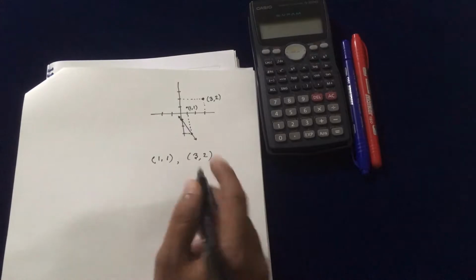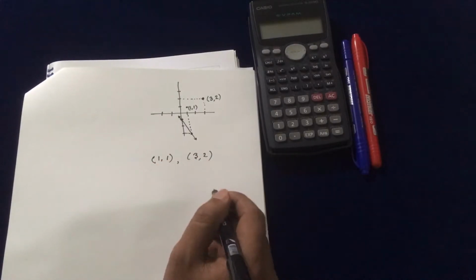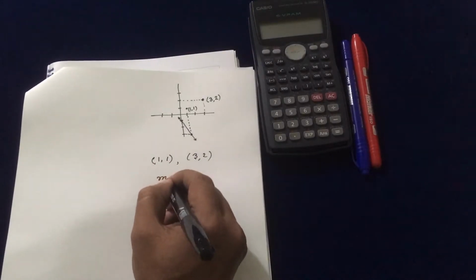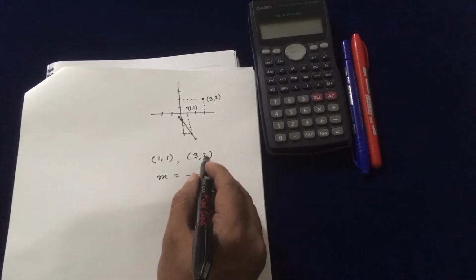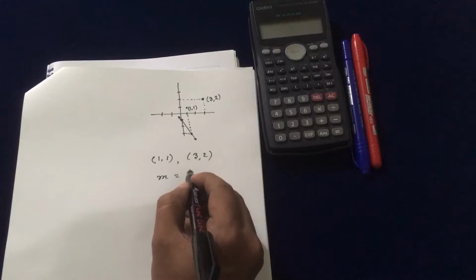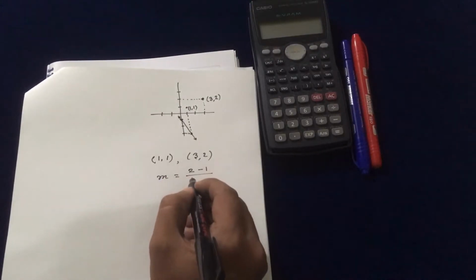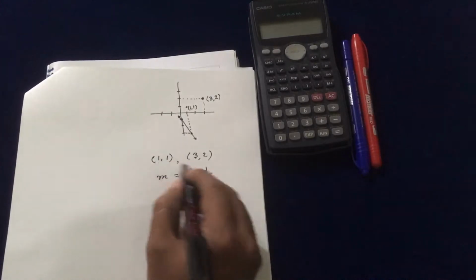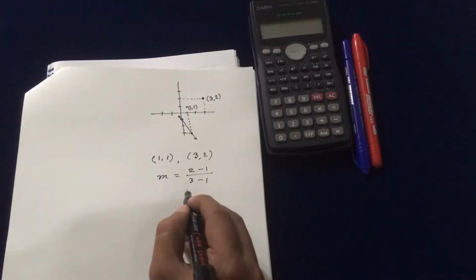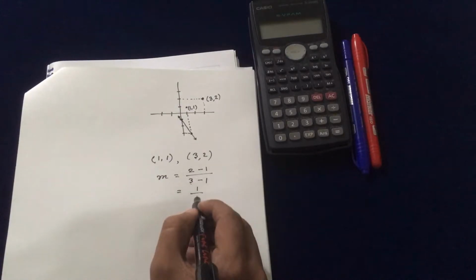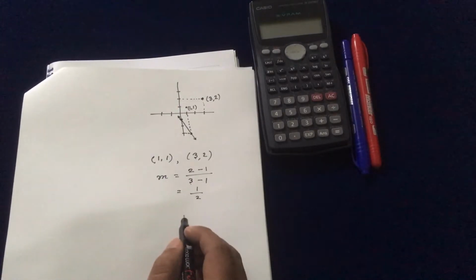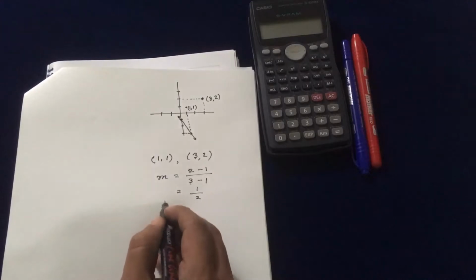Now, as you know, to find the equation of the line, first let's find the slope. So m equals what? m equals y2 minus y1 divided by x2 minus x1. y2 is 2 minus y1 which is 1, then x2 minus x1, x2 is 3 and x1 is 1. So 2 minus 1 is 1, and 3 minus 1 is 2.